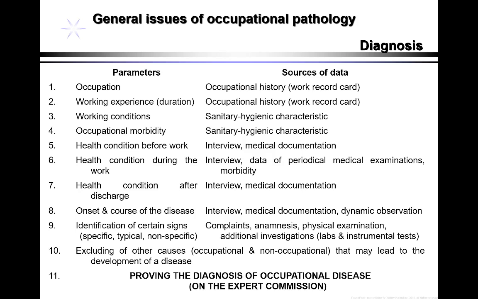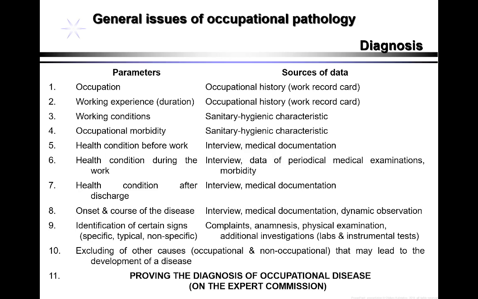Fifth aspect is health condition, or maybe fifth, sixth, and seventh, right? Health condition before start of work, during work, and after discharge, after stopping working someplace. In the classic case, some person is employed almost healthy, gradually or suddenly, depending on the pathology, something happens, and then there is some course of this disease, of this pathology.